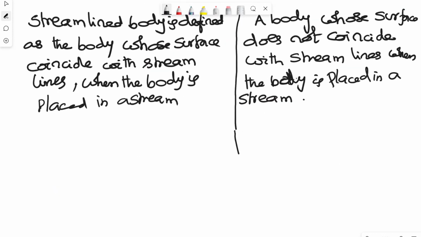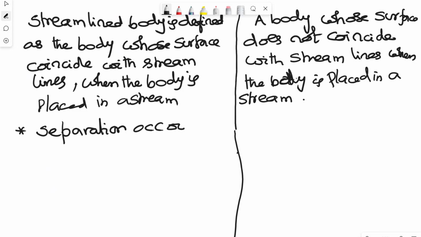So now what is the problem actually? Whether it is a streamlined body or a bluff body, what is the problem for us? In the case of a streamlined body, because the body shape is such that it coincides with the streamlines, right? Separation occurs only at the trailing edge, almost at the end.